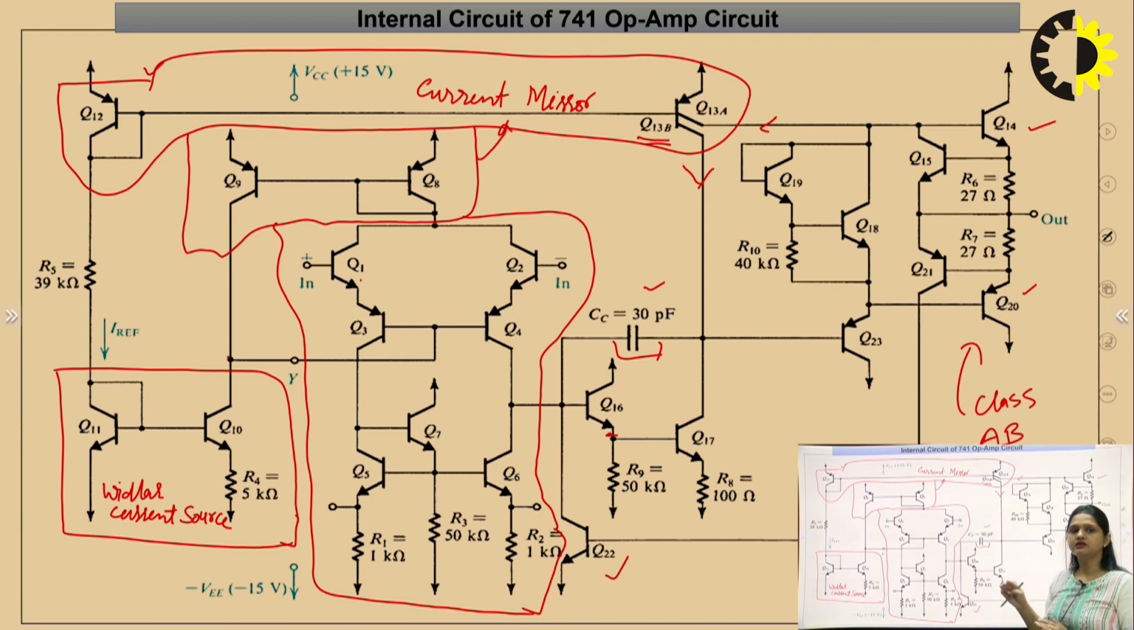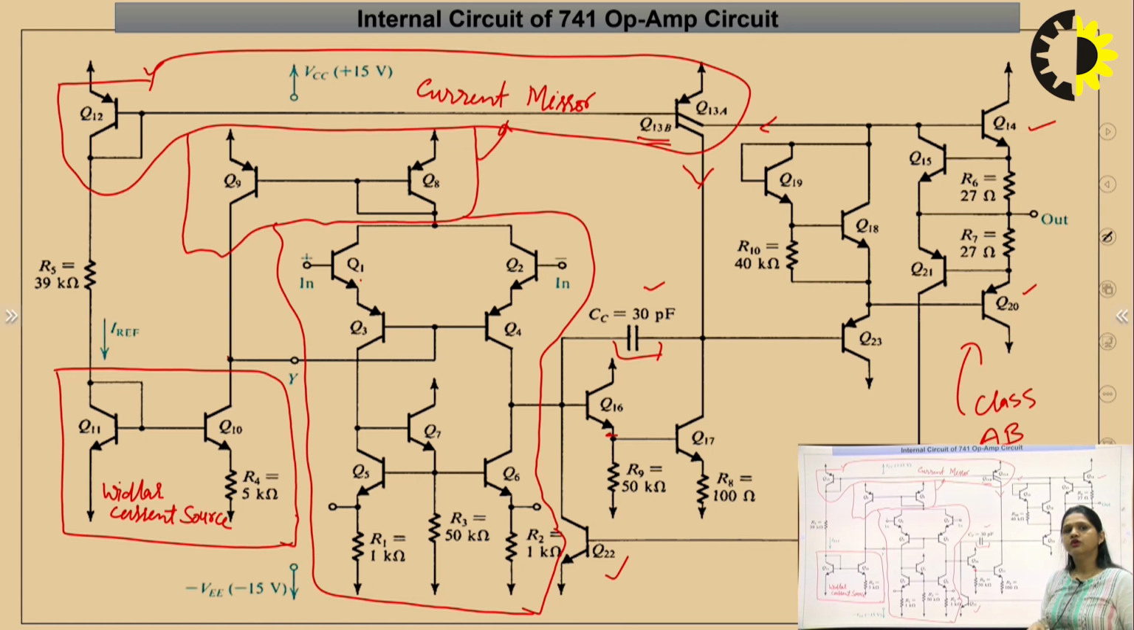Here I have divided this circuit into 5 parts, and for the short circuit protection circuit, all the transistors are off. That means the current in these transistors is equal to 0. So, IC15, IC21, IC24 and IC22 are equal to 0. These 4 current components will be equal to 0.